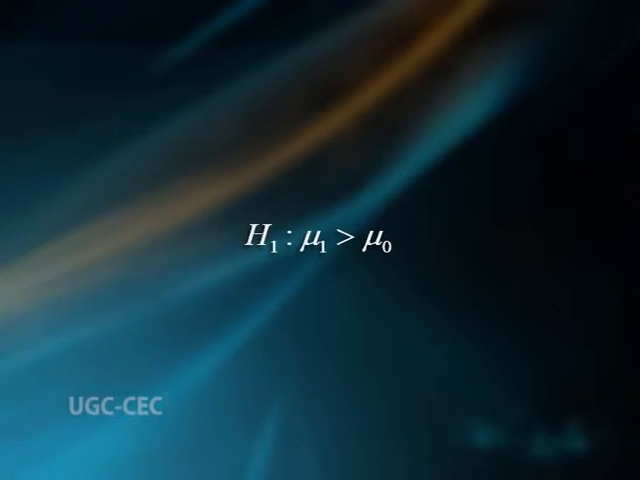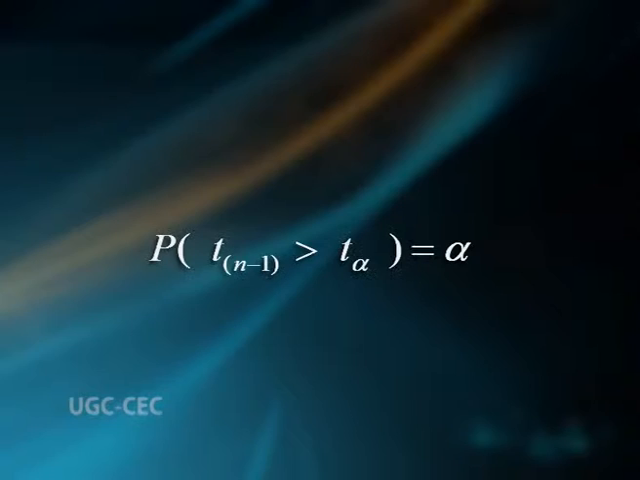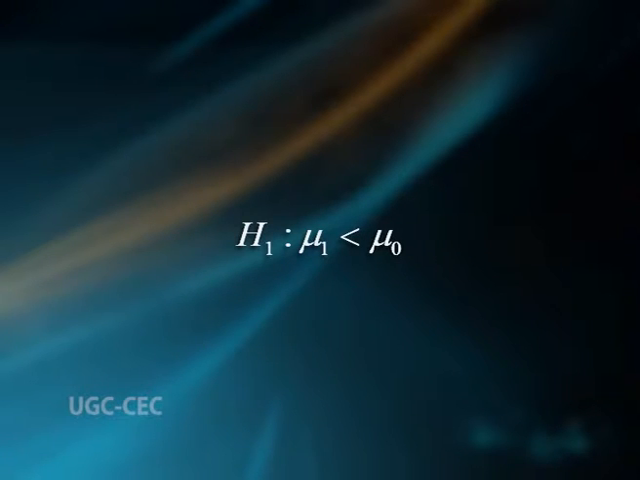Let alpha be the significance level. Then if H1: mu greater than mu naught, reject H naught if t greater than t alpha, where t alpha is from the table of t distribution for n minus 1 df, such that P(t_(n-1) greater than t alpha) equal to alpha. If H1: mu less than mu naught, reject H naught if t less than minus t alpha, where t alpha is from the table of t distribution for n minus 1 df such that P(t_(n-1) less than minus t alpha) equal to alpha.